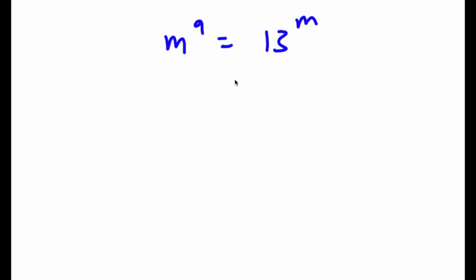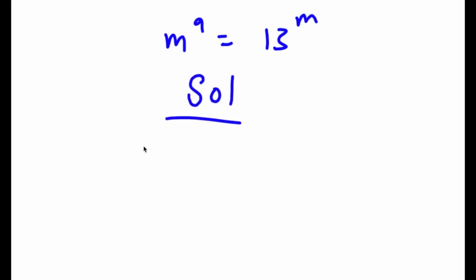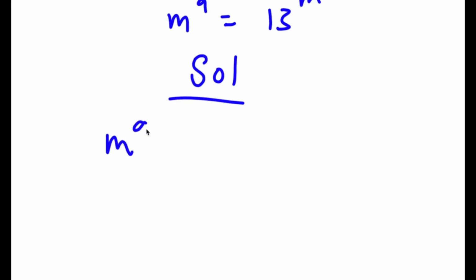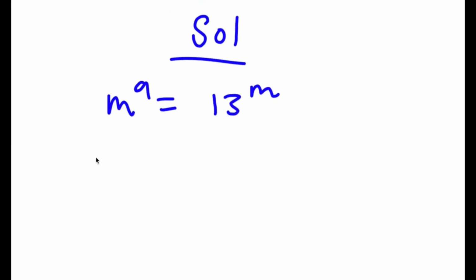In today's video, I'm going to be teaching you guys how to solve this exponential equation. So we have m to the power of 9 is equal to 13 to the power of m. Now for this solution, we're first starting with m to the power of 9 is equal to 13 to the power of m. Now what I'm going to do is take the ln on both sides.